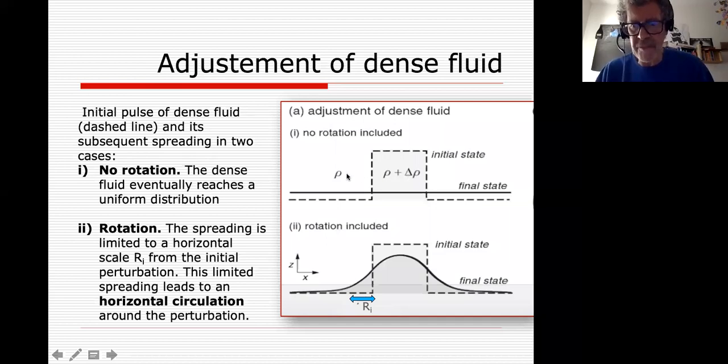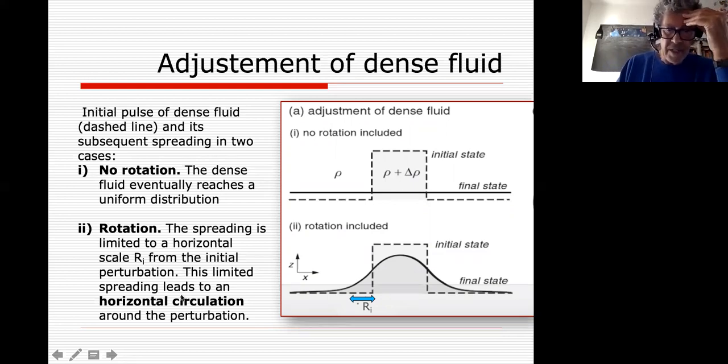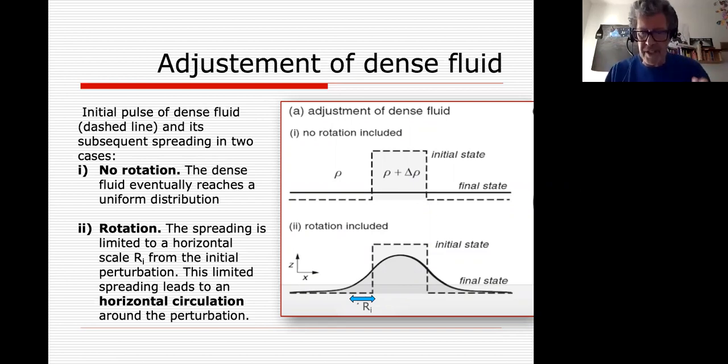Here you don't have any forcing to limit or reduce the pressure gradient. Here you have it. You have the Coriolis term that acts, and the spreading is limited due to rotation to a horizontal scale, which is governed by the Rossby radius of deformation. And this limited spreading leads to the horizontal circulation around the perturbation. So the 1D problem is no longer 1D because of the Coriolis term.